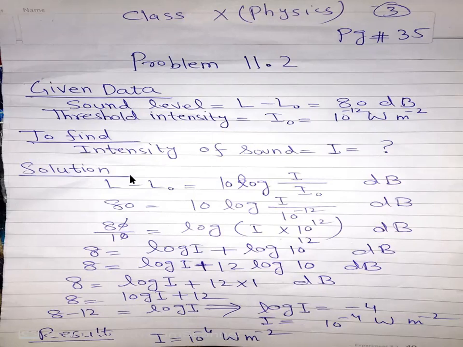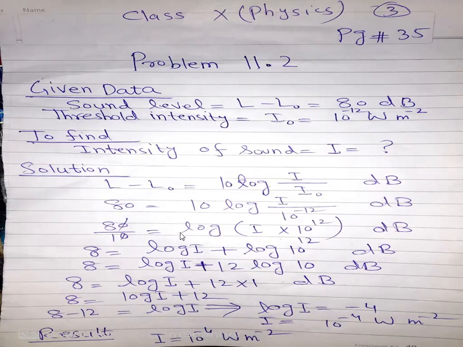So L minus L naught equals 10 log I over I naught. I just put in the values. 10 log I, you know I naught is 10 to the power minus 12, so you take 10 to the power minus 12. If this goes on the top, it will be plus 12, so I multiplied by 10 to the power 12. Again, 10 is multiplied here; if it goes to the other side of the equation, it will be divided. So 80 divided by 10 is 8.